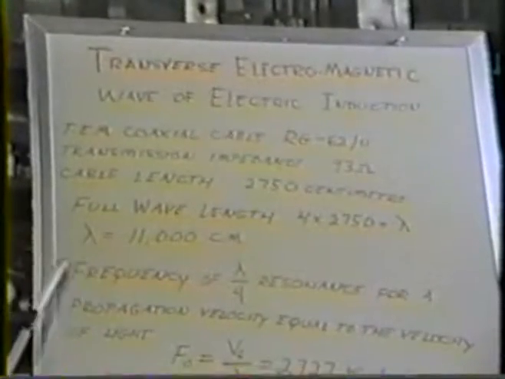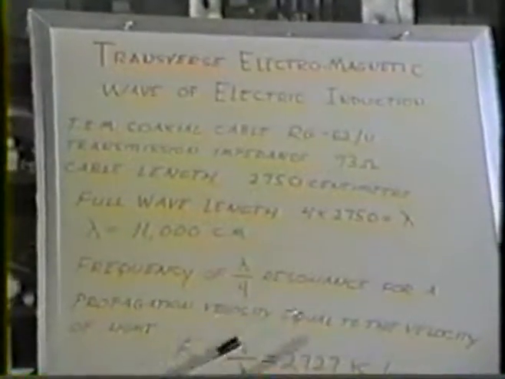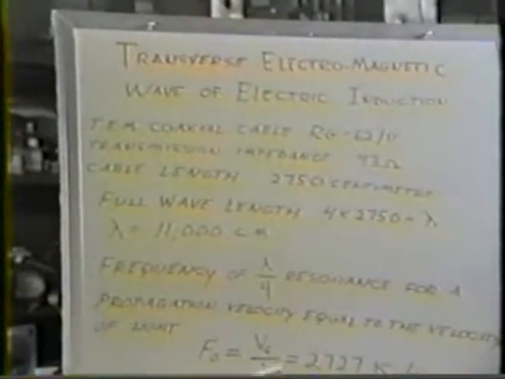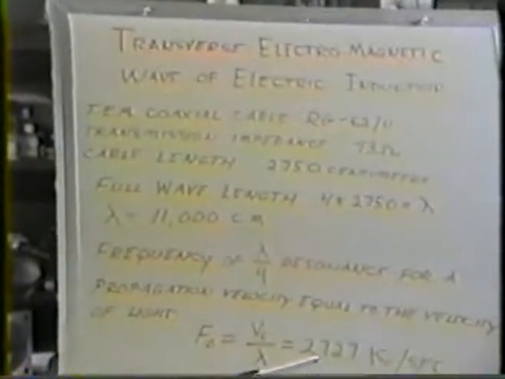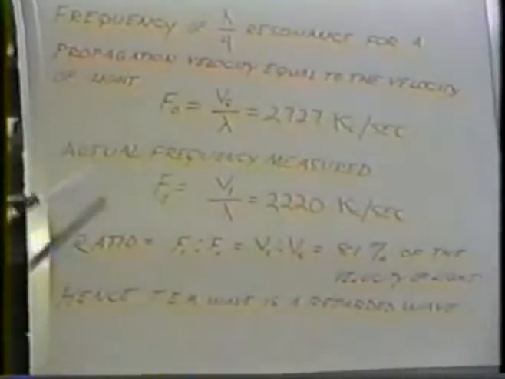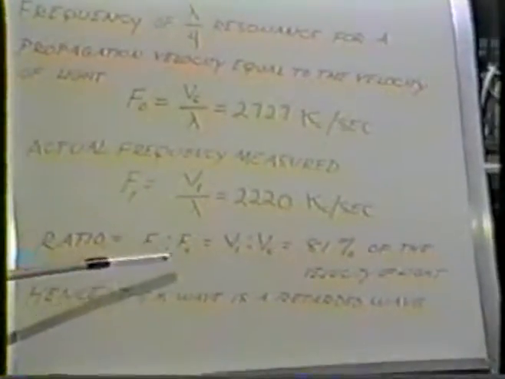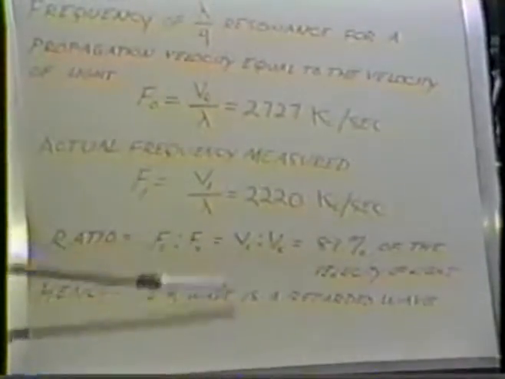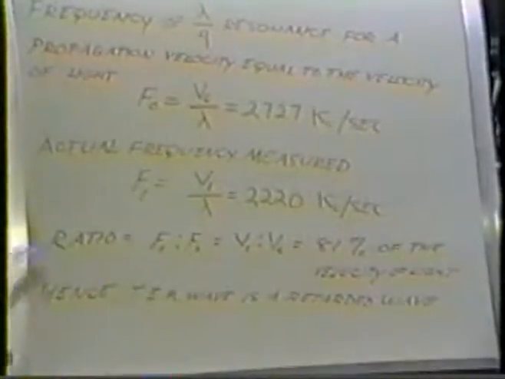Now, based on the velocity of light, frequency of quarter wave resonance for a propagating velocity equaling that of light, the frequency should come out to 2,727 kilocycles per second. The actual frequency we measured was 2,220 kilocycles a second. Now, if we take the ratio of these two velocities, we find that the propagating velocity along this cable was 81% of the velocity of light.